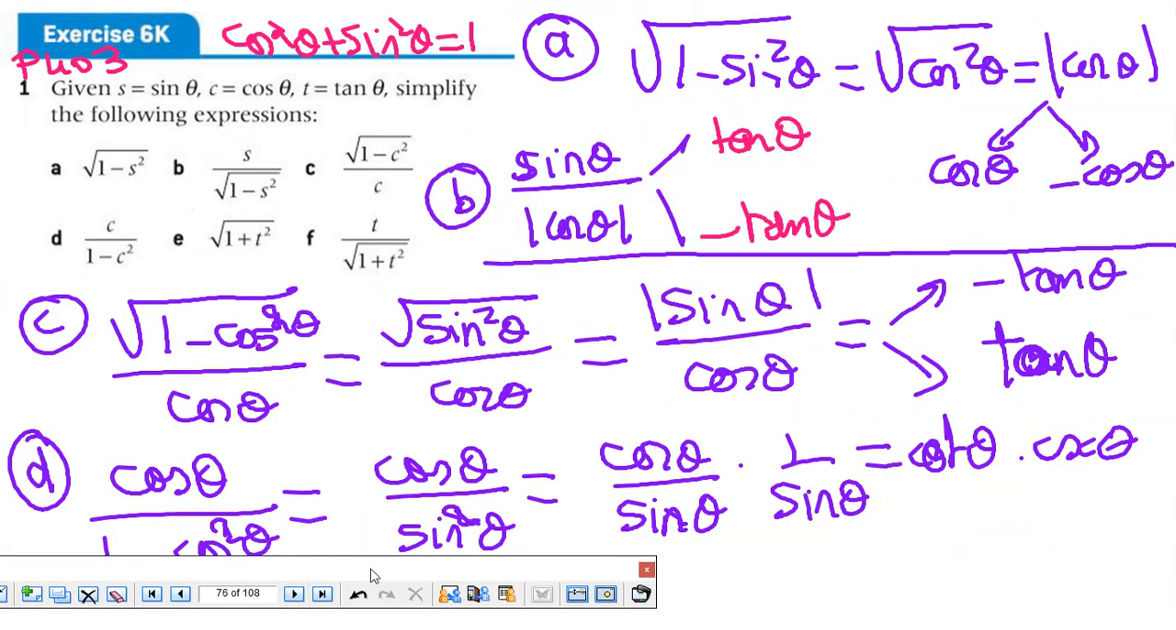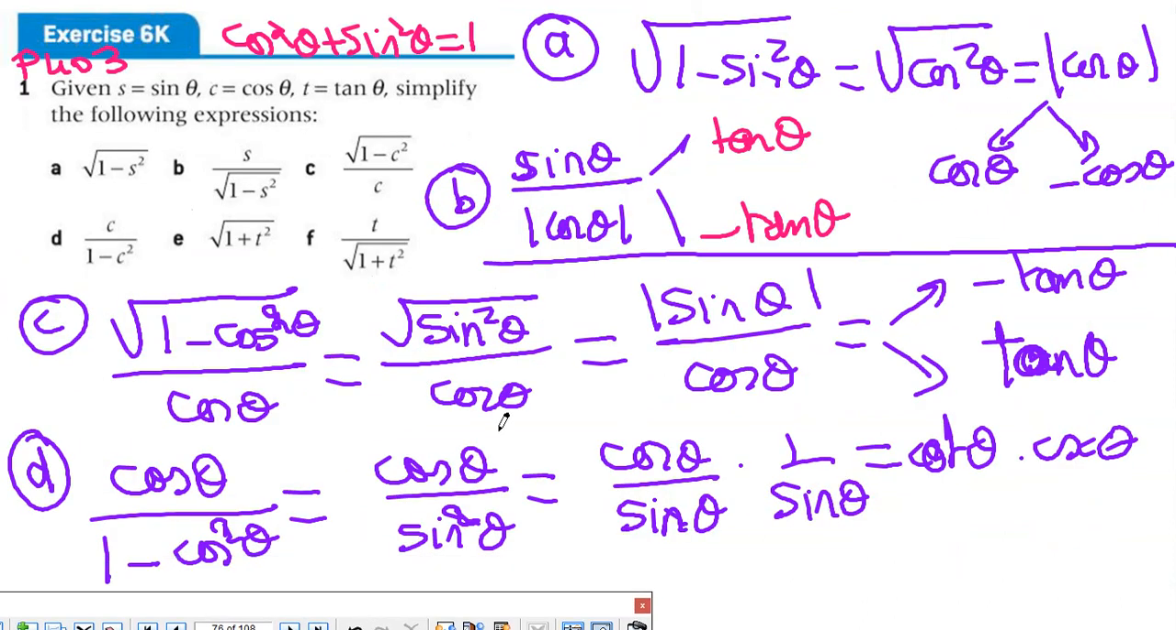Move to number 2, part exercise 6K. Also in this part, I just wrote on purpose this famous formula: cosine squared theta plus sine squared theta is equal to 1. And I need to calculate the following expressions. Radical 1 minus s squared means radical 1 minus sine squared. What is 1 minus sine squared? If I look here, it's radical cosine squared.